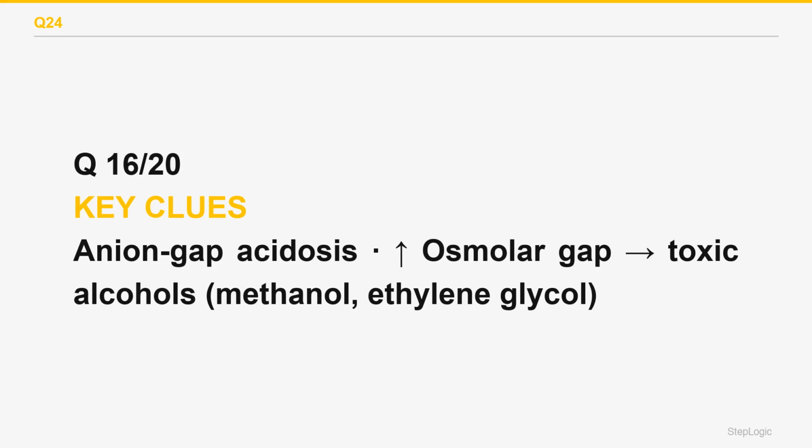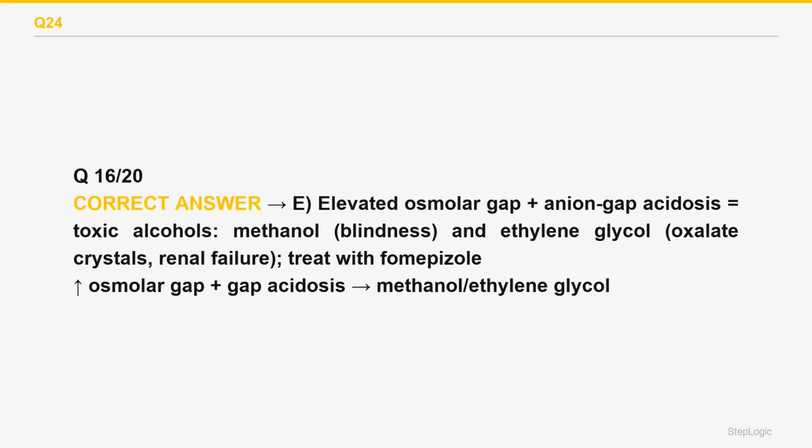The osmolar gap is the difference between the measured serum osmolality and the calculated osmolality from sodium, glucose, and BUN. A markedly elevated osmolar gap means there is an unmeasured osmotically active substance in the blood. When this is combined with a high anion gap metabolic acidosis, the classic culprits are the toxic alcohols methanol and ethylene glycol. These are osmotically active, raising the osmolar gap, and are metabolized to toxic acids, causing the anion gap acidosis. The correct answer is E.